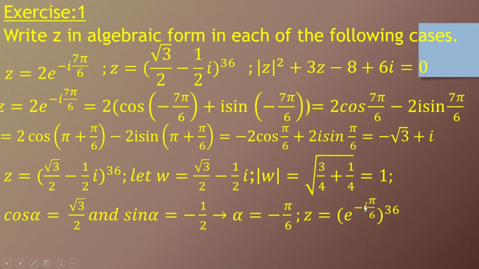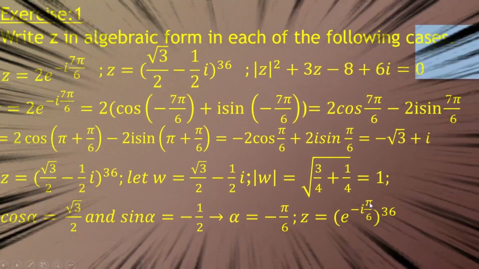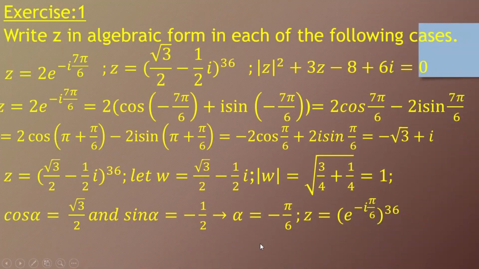Z equals e to the power minus i pi by 6, to the power 36. We multiply, so we get e to the power minus i 6 pi. 6 pi is a multiple of 2 pi, then this is e to the power i 0, and e to the power i 0 equals 1, which is 1 plus 0i.